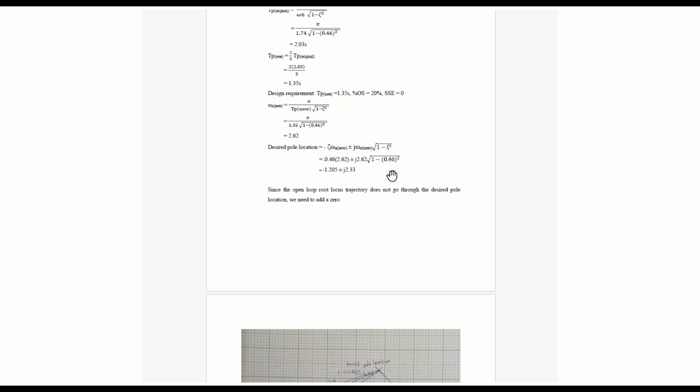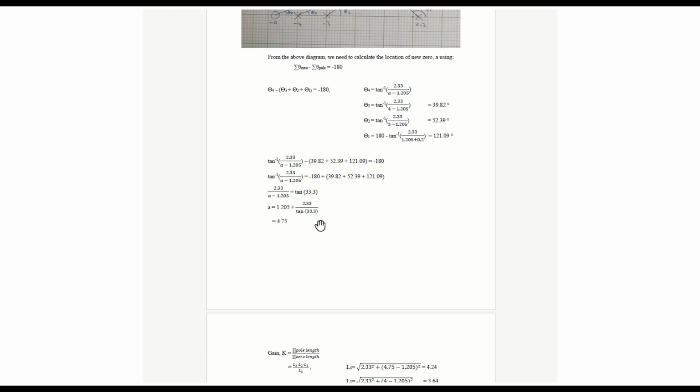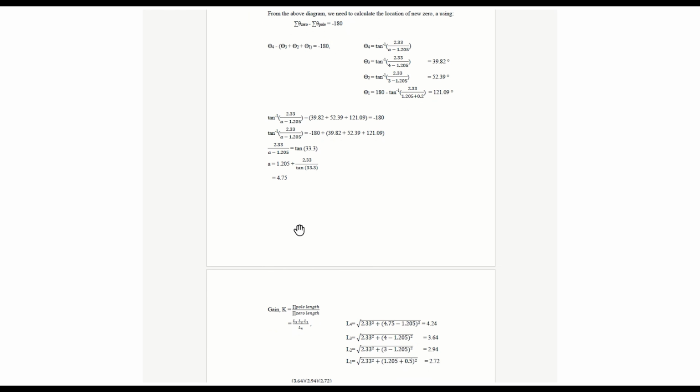So the procedure of PID is first we do PD. PD requires us to put a zero at a location where it will change the trajectory of the original root locus, so that it can go to this point. I substitute that zero with A here. So we need to know the value of A, which is the zero. We use the formula of angle of departure here, and then we get the value of A. So the location of A will be at negative 4.75.